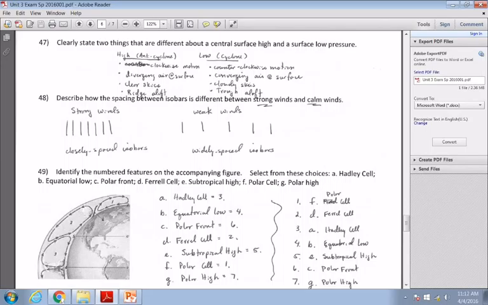Down here for 49, my answer key, it was interesting as I was grading them, the number of people that went this route, A through G, and the number of people that went this route, 1 through 7. It just makes it interesting for me to grade. But they're both the same thing. So take a look at that.